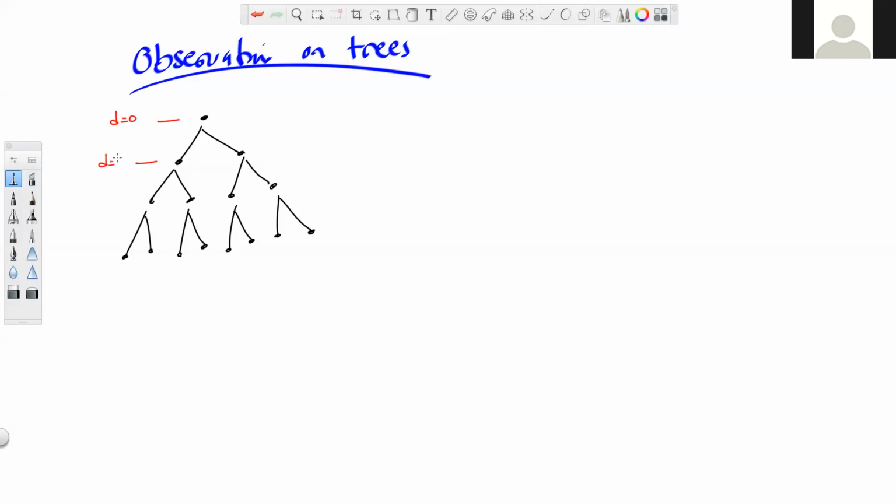And this is depth 1, right? And this is depth 2, and this is depth 3. Okay, be clear on this. The root node has depth 0. And in this case, the branching factor is 2, right? So this is b = 2. And we're assuming a uniform branching factor.